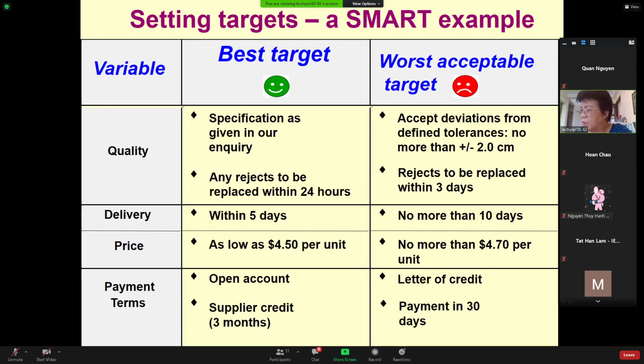Okay. So this is the example for setting a target, where we define the strategy and the tactics. The example here covers quality, deliveries, price, and payment term.